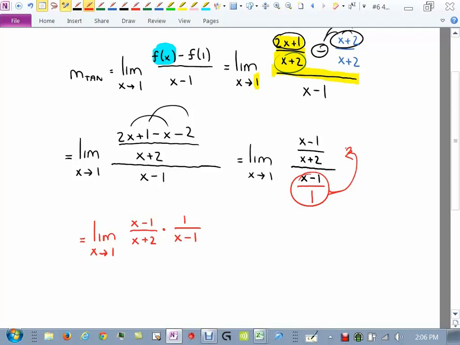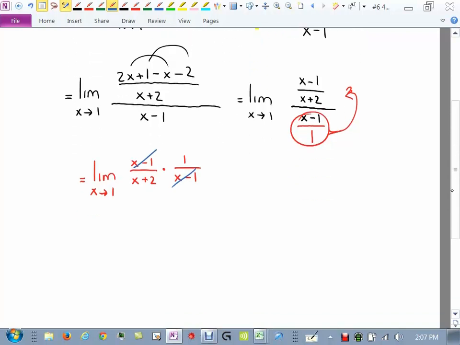And now you can see quite a nice thing happens. Those cancel. So I'm left with limit x approaches 1 of 1 over x plus 2. And now let x go to 1, you get 1 over 3. So this limit is 1 over 3, which means the slope of my tangent line is 1 over 3.